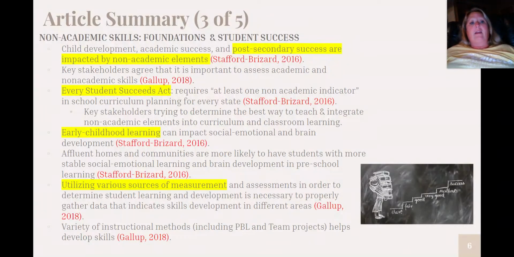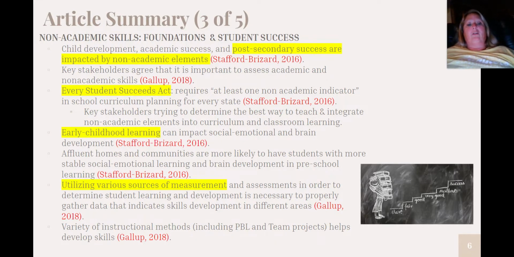The third theme, non-academic skills regarding foundations and student success. We have discovered that post-secondary success is impacted by non-academic elements. And as part of that, the Every Student Succeeds Act requires that at least one non-academic indicator in school curriculum planning is present for every state. And so that requires careful planning with districts and the key stakeholders getting involved, trying to determine the best way to teach and integrate non-academic elements into curriculum and classroom learning.